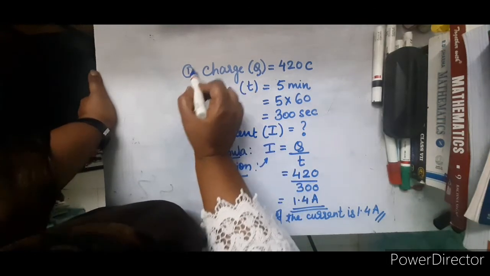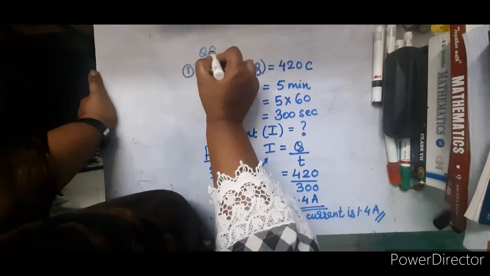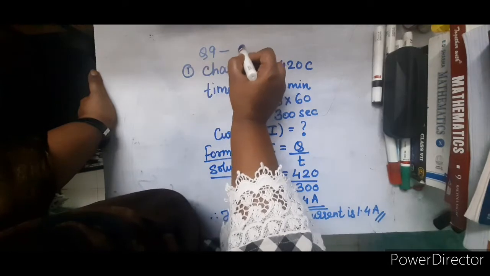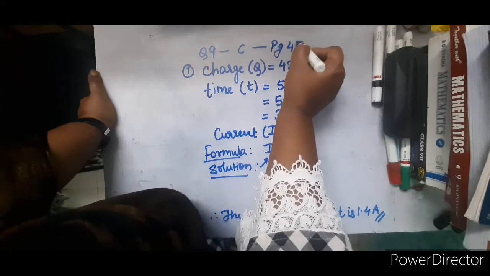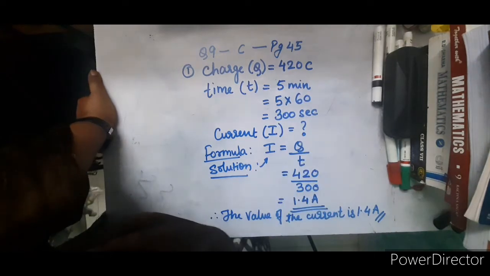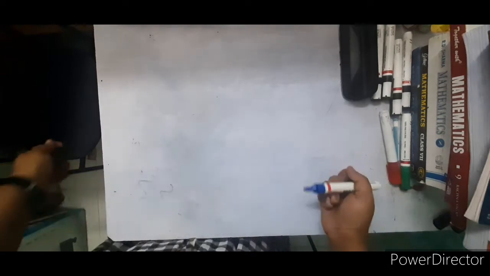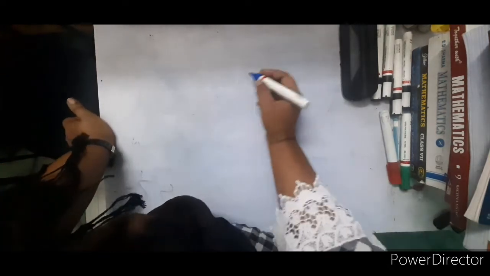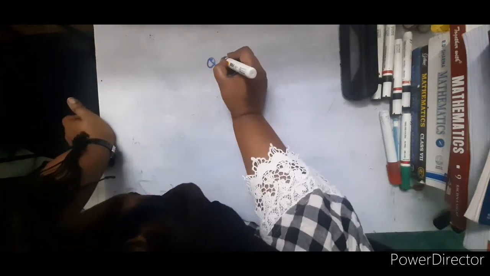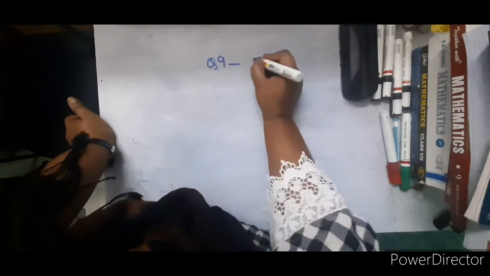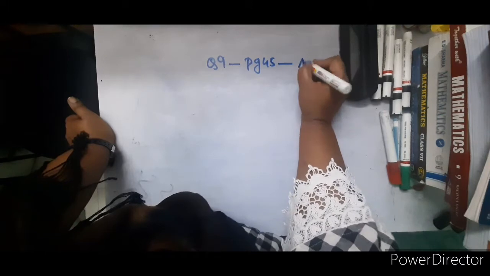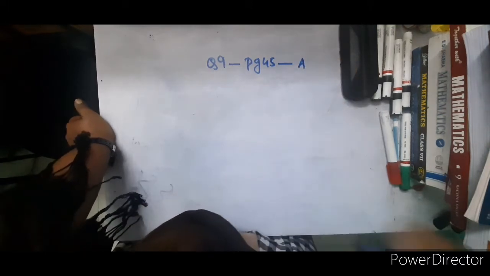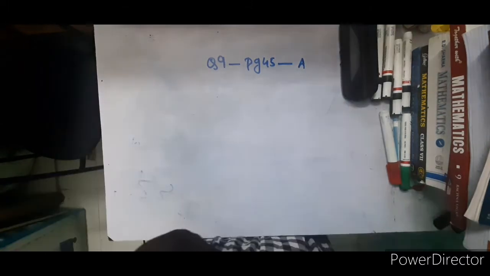This is question number 9 in your textbook, sum number C, page 45. Okay children, now we'll see question number 9, page 45, in which we'll see question number A, A of question number 9.